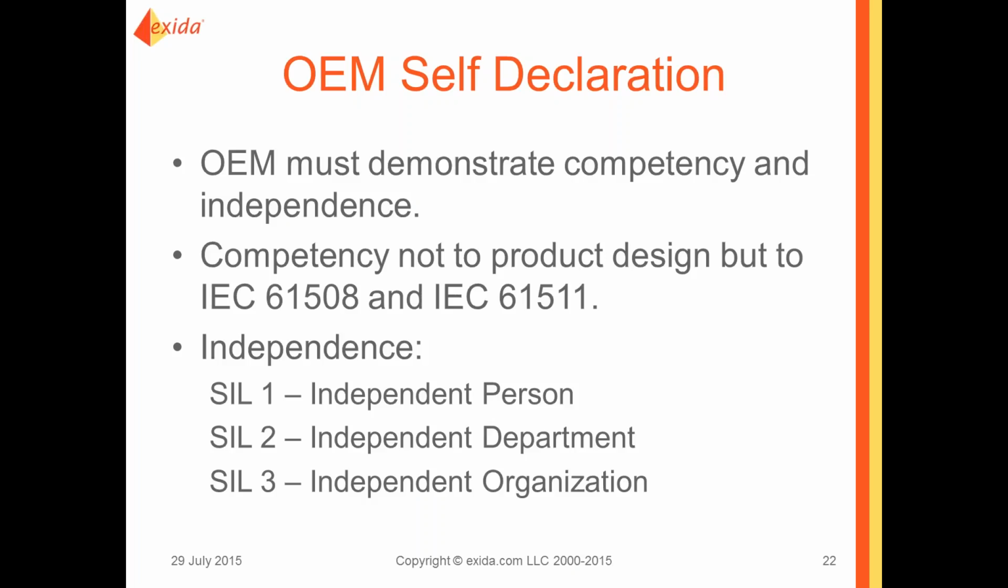He might be an independent person if they're going for SIL 1, but he's certainly not an independent department to review a company's products. And he may or may not have the competency for 61508 requirements. And if somebody's claiming SIL 3, then they're almost certainly not going to be an independent organization inside the same company attesting that their product is suitable.